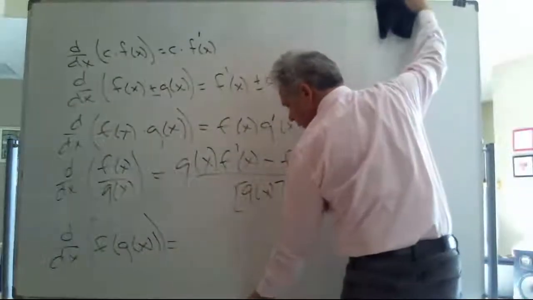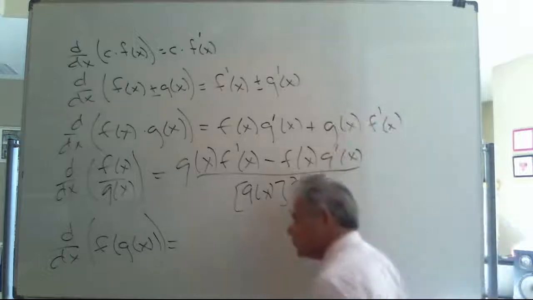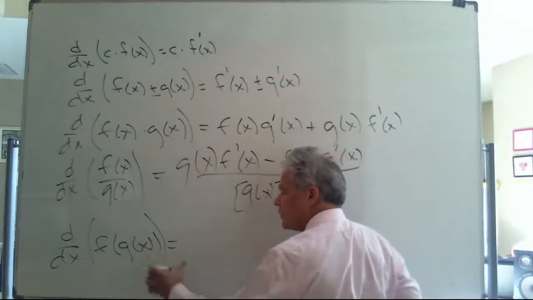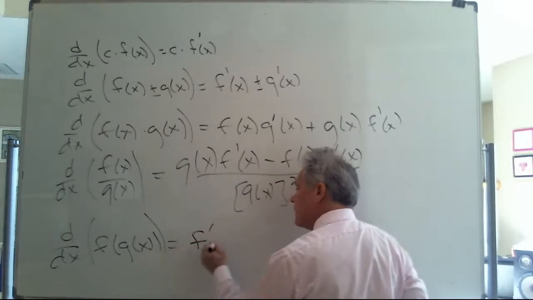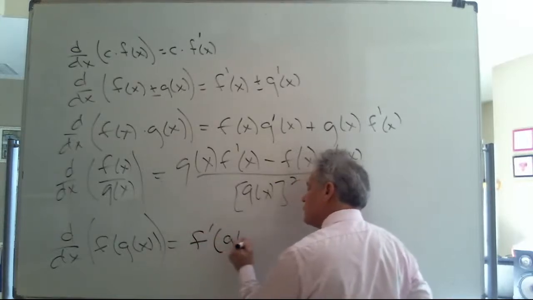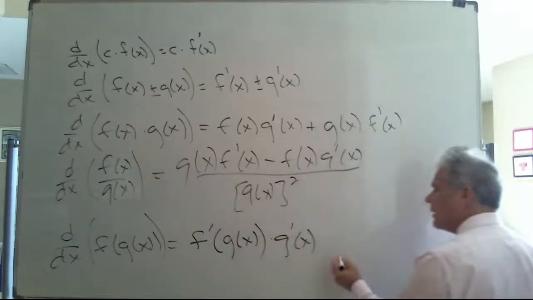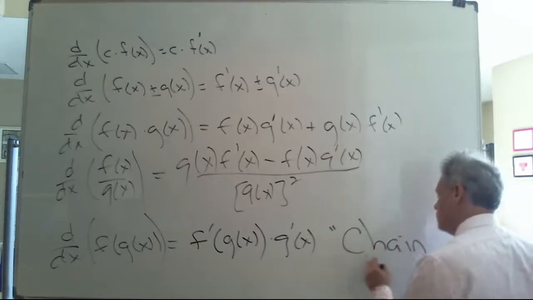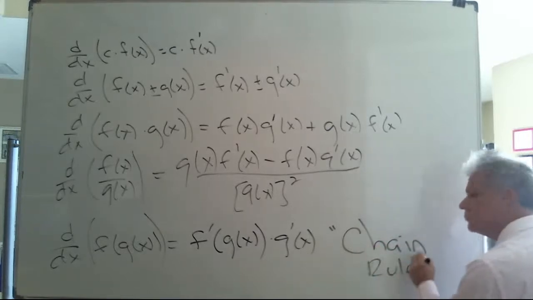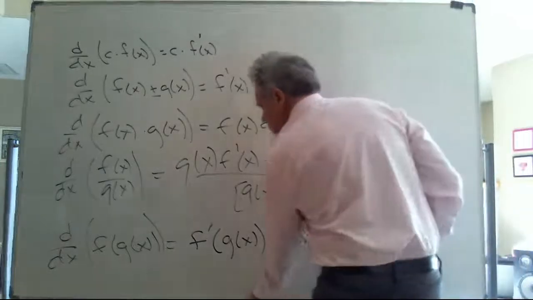This may be the product rule, this may be the quotient rule, but this is what I refer to as the chain rule. To differentiate such a composition, I differentiate the outermost function, evaluate it on the innermost function, times the innermost function's derivative. Again, I'll refer to this as my chain rule. So let's see if we can put it to practice.